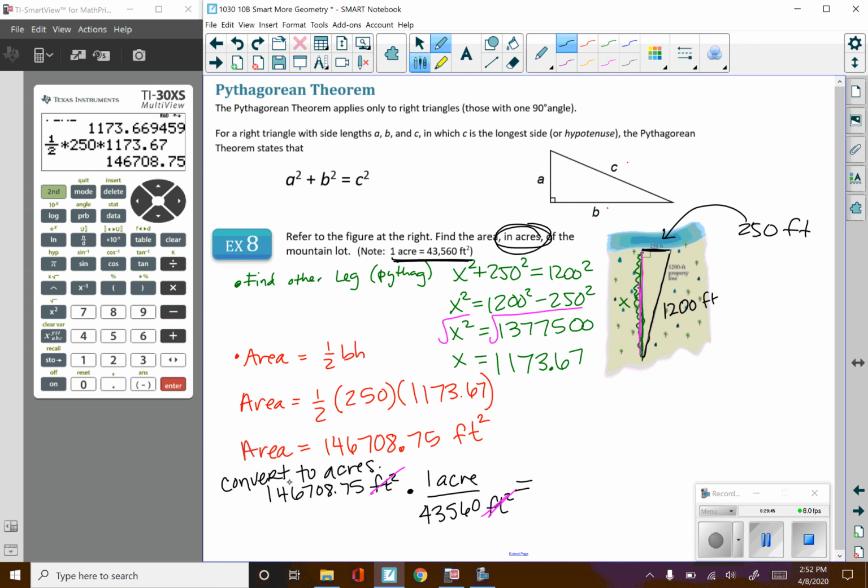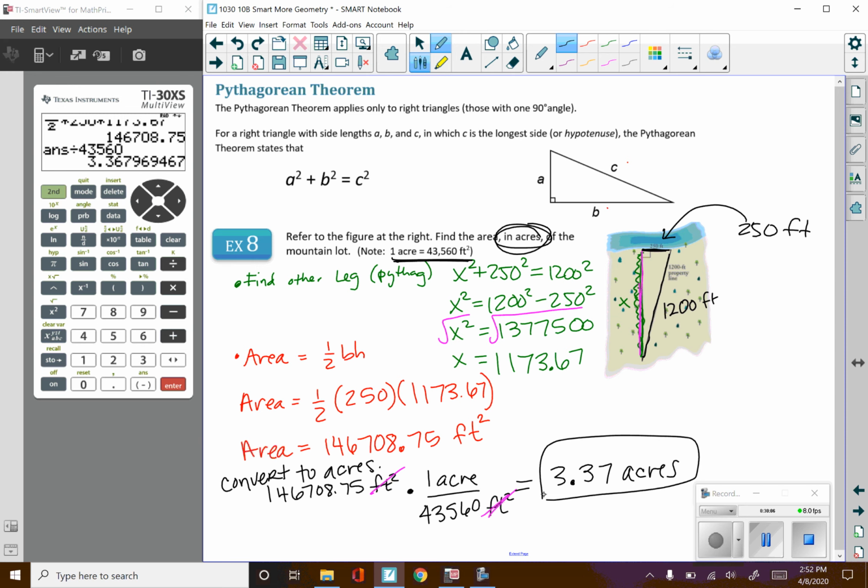So we need to take our square feet and divide it by 43,560. And that gives us 3.37 acres if I round to the nearest hundredth.